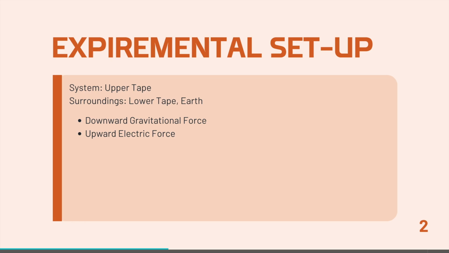Experimentally, two pieces of tape were charged using the same procedure as in Lab 1. When brought close together, the tapes repelled, and in some cases, the upper tape floated above the lower tape. The initial conditions include the tape length, mass, and approximate separation distance at which the elevation occurred. These measured values were used as inputs in the computational model.